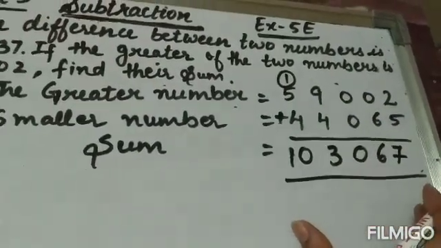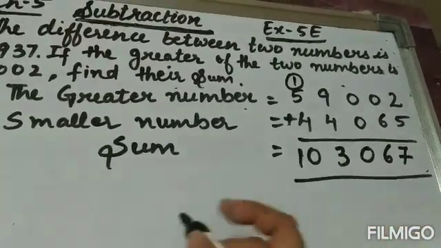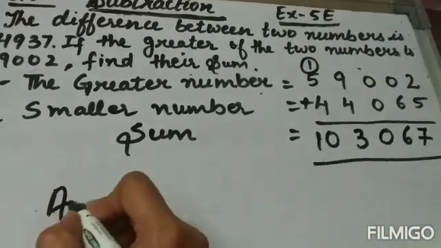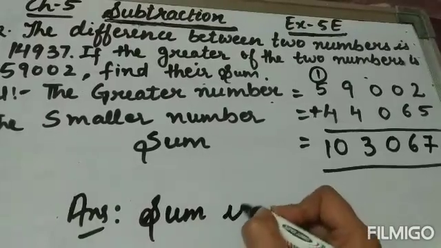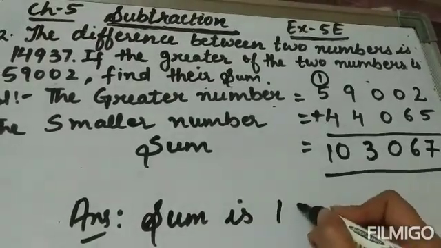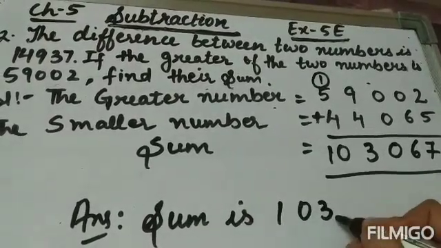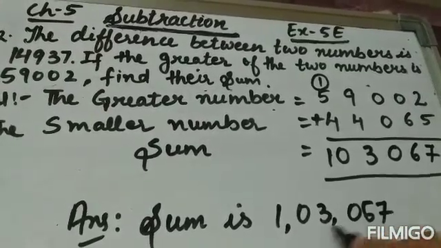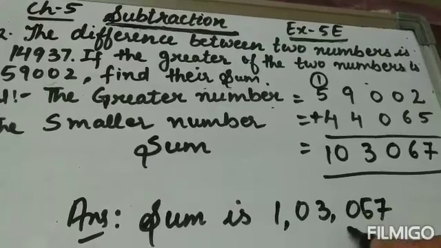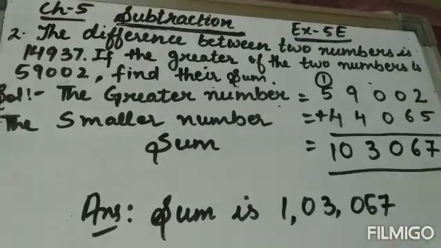Okay, so the sum of the numbers is, you will write, sum is 1,03,067. 1,03,067. So this way you will solve question number 2.